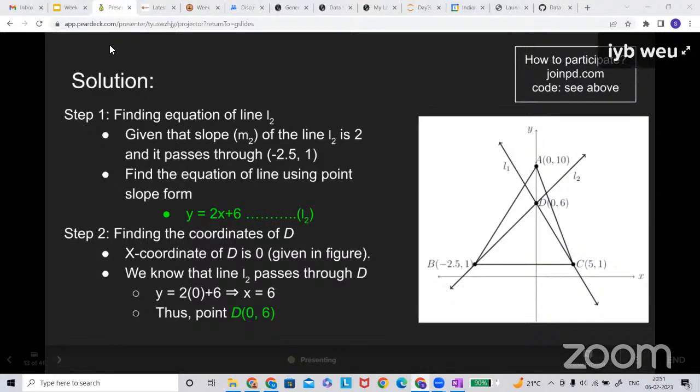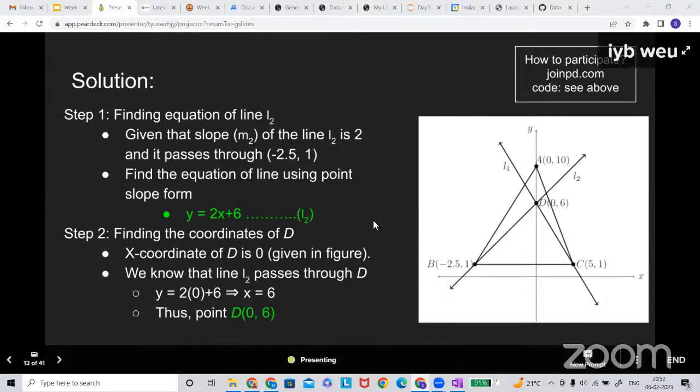Sir, can you please explain? I mean, can you please write somewhere how we will get the equation of line 2? Oh sorry, what are you saying? Sorry. Sir, I am not able to find the equation of line 2. Can you please explain?